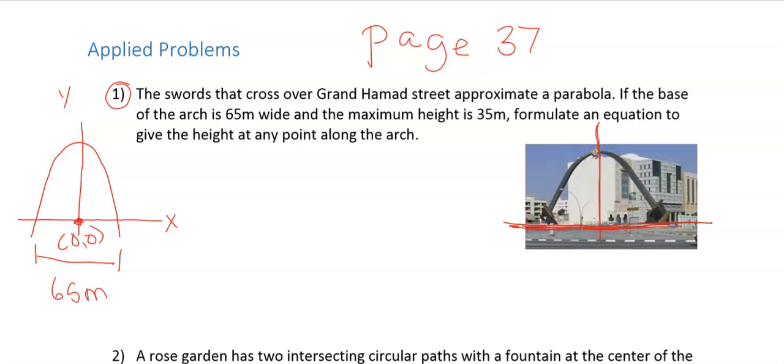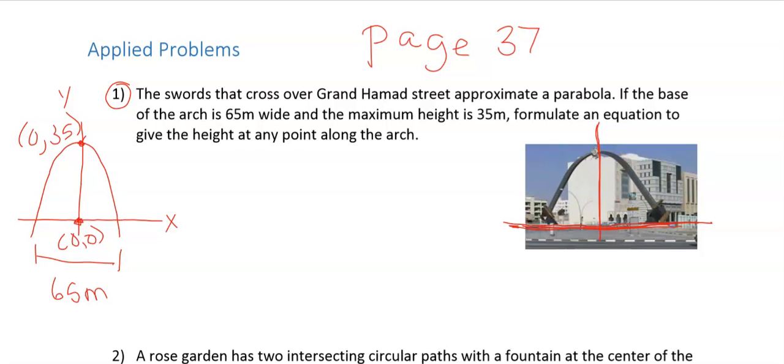It also tells us that the maximum height is 35 meters, and that tells me that the vertex is at 0 and 35. That's an important point for a parabola, isn't it? That's where the vertex occurs. Now, the fact that we've got the vertex and the fact that it opens downward, that is a lot of information. In fact, we could almost write down the equation just given that.